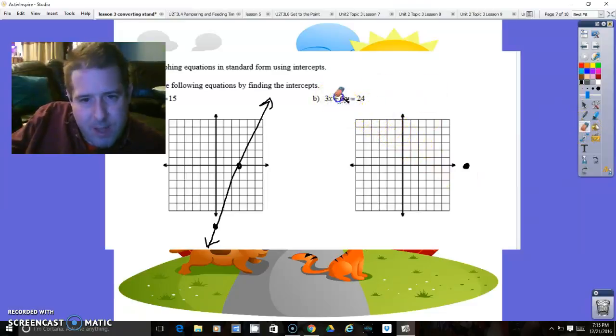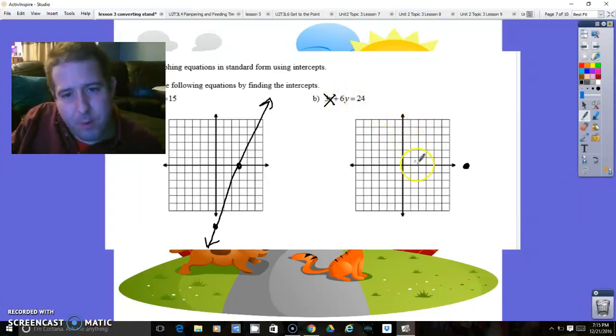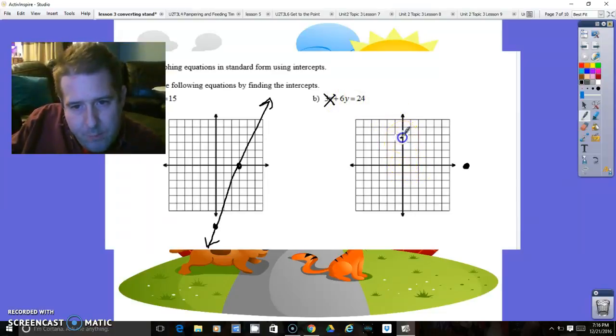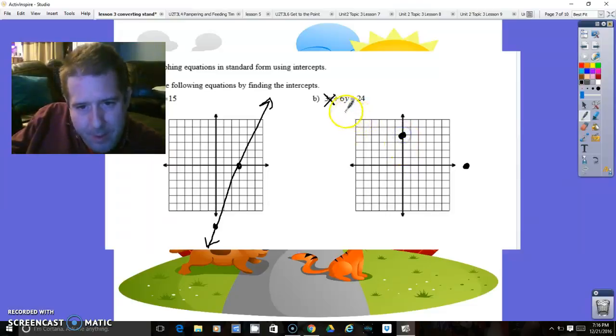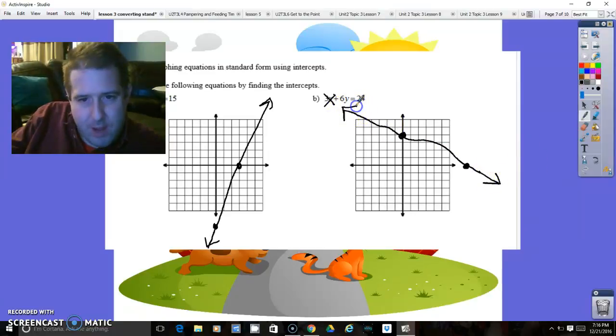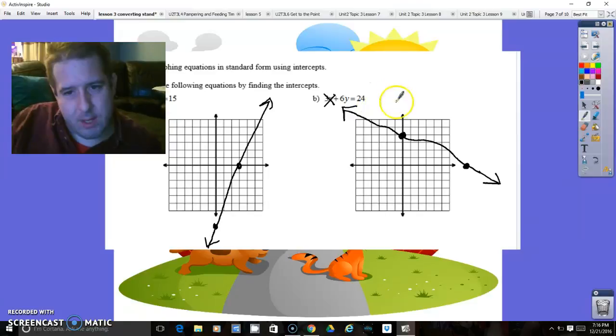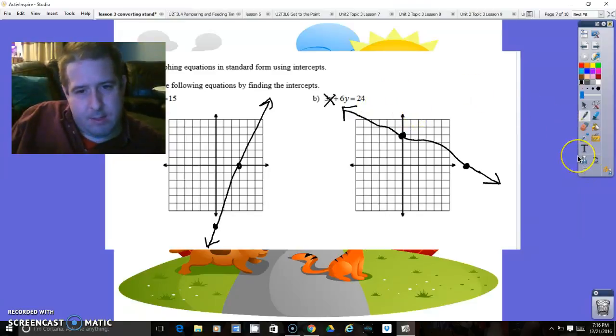So I'm going to go ahead and erase that, and then do the exact same thing to find the y-intercept by making x 0. 3 times 0 is 0, so that's gone. 6 times what is 24? That would be 4, positive 4. 1, 2, 3, 4. And there you go. Once you got 2 points on a line, and that was a terrible job making them straight, so just kind of ignore the squiggliness. And that's it.